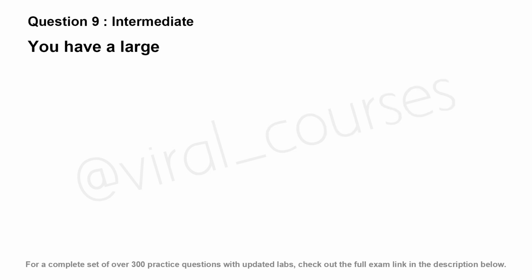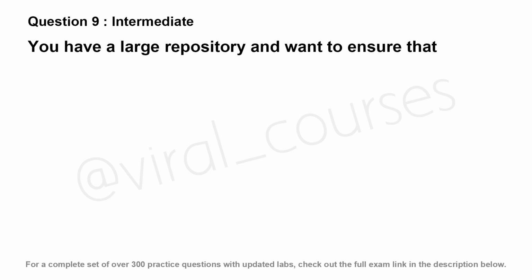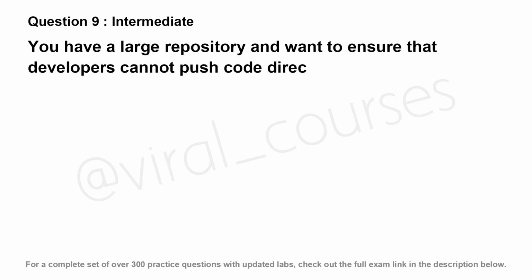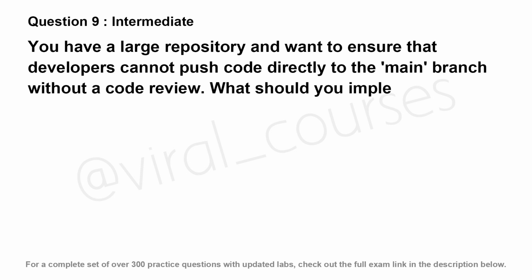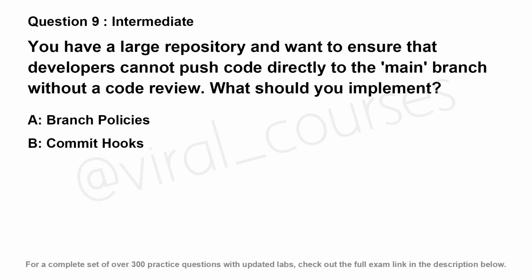You have a large repository and want to ensure that developers cannot push code directly to the main branch without a code review. What should you implement? Option A, branch policies. Option B, commit hooks. Option C, RBAC roles. Option D, security groups.